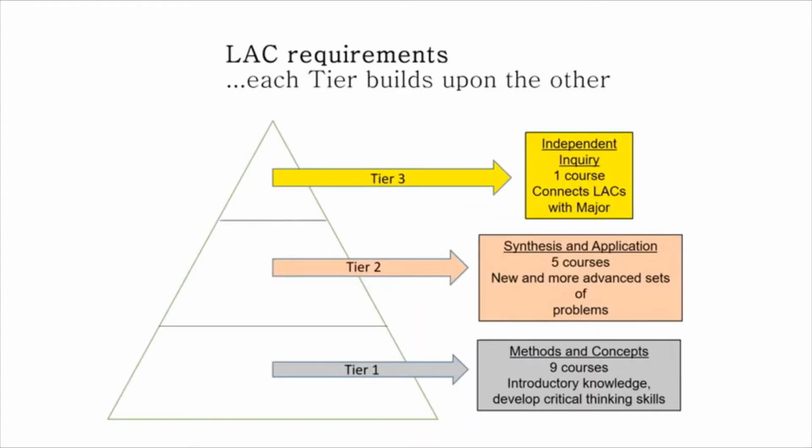The LACs are broken down into 3 tiers. The first tier intends to build a foundation for methods and concepts. The second synthesizes learning and applies knowledge built upon the first tier. Then, the third tier concludes the liberal arts education experience with a capstone, such as an internship.